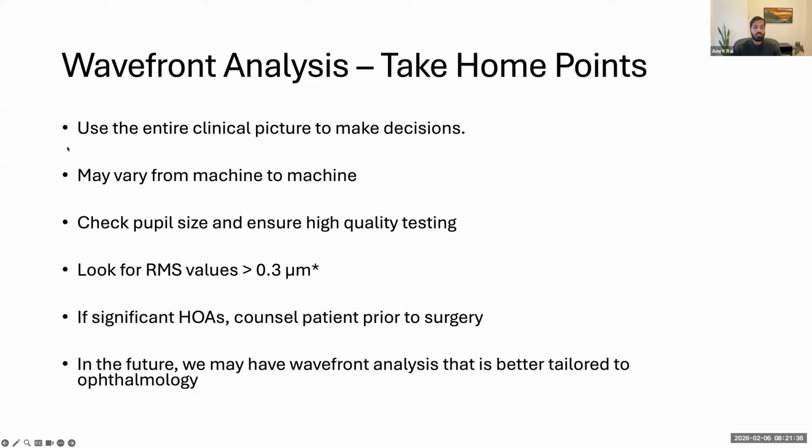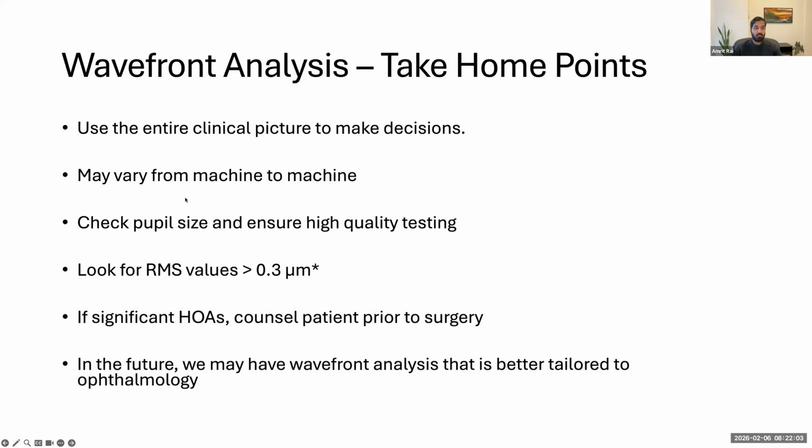You also need to know that these can vary from machine to machine, so you do need to get familiar with your machine. Check the pupil size because larger pupils or larger zones are always going to have higher aberrations, and you want to ensure high quality testing. So make sure that the cornea is well lubricated because a dry cornea is going to make things a lot more complicated.